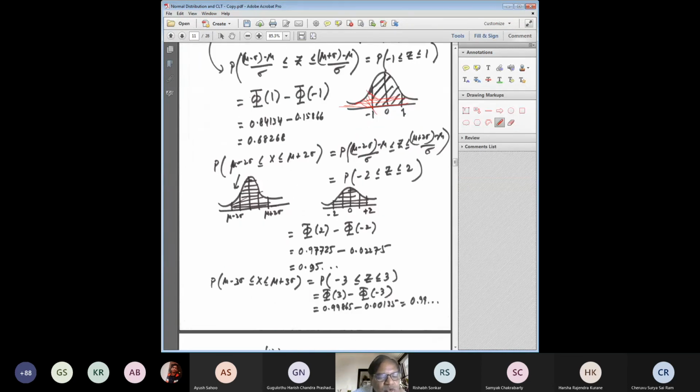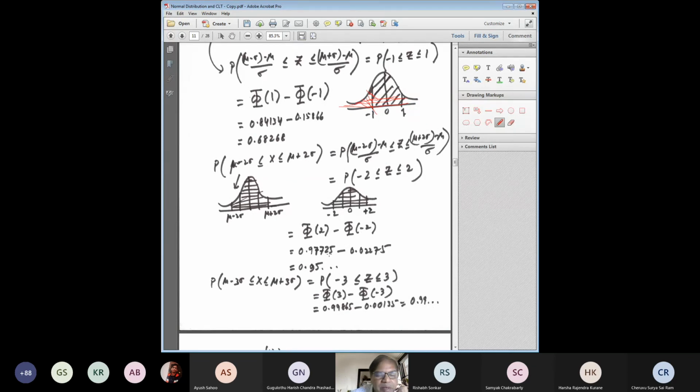Similarly, mu minus 2 sigma to mu plus 2 sigma, same transformation आपको करना है. You are subtracting mu, dividing by the standard deviation. So this x becomes z. These are the new points. New points are minus 2 to plus 2. So again, आपको क्या है? Minus infinity to 2. This area has been given, and from the larger area you subtract minus infinity to minus 2. So you get the area between minus 2 to plus 2. So phi of 2 value you can see from the table. Phi of minus 2 you can see from the table. So it becomes 0.95. कुछ और आ जाएगा. So around 95% of the area.